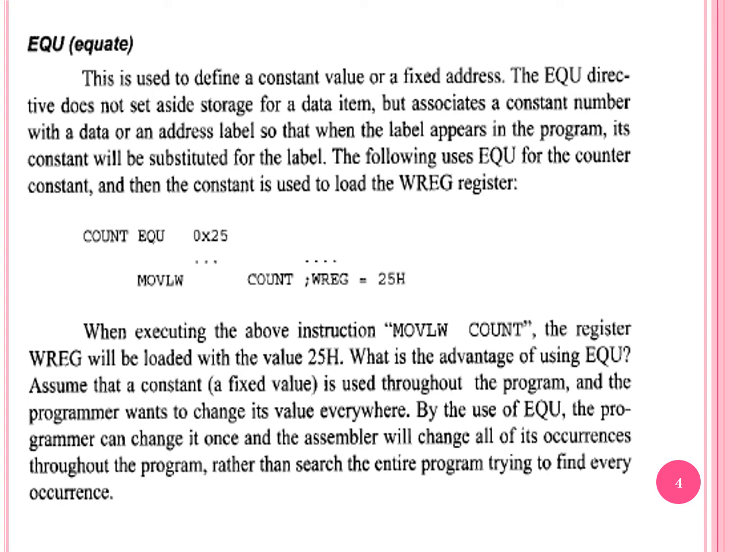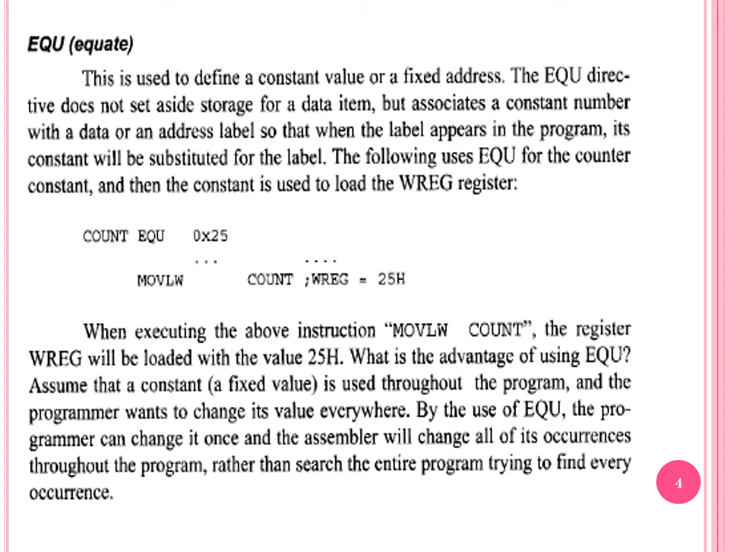Second one is the EQU directive. This is used to define a constant value or a fixed address. The EQU directive does not set aside storage for a data item, but associates a constant number with a data or an address label, so that when the label appears in the program, its constant will be substituted for the label. The following example uses EQU for the counter constant, and the constant is used to load the WREG register.